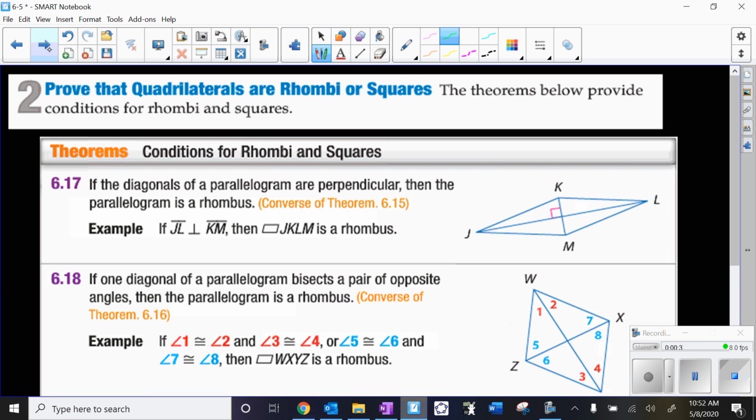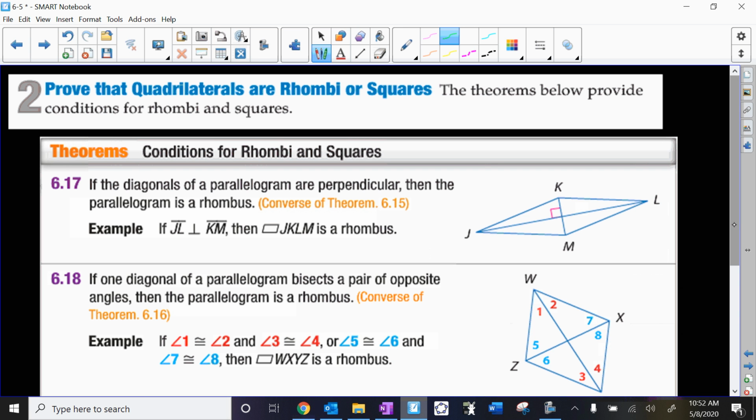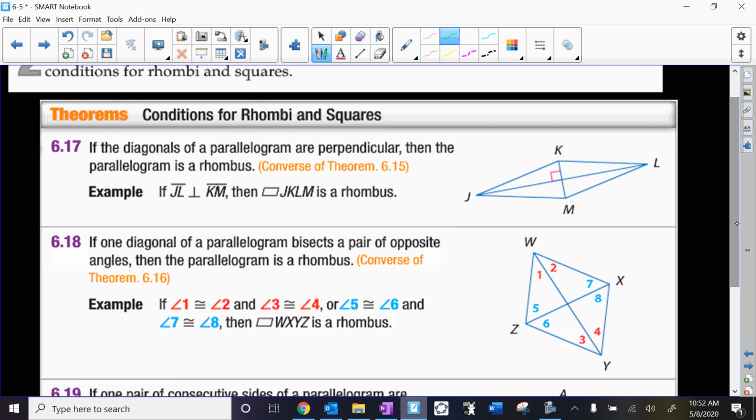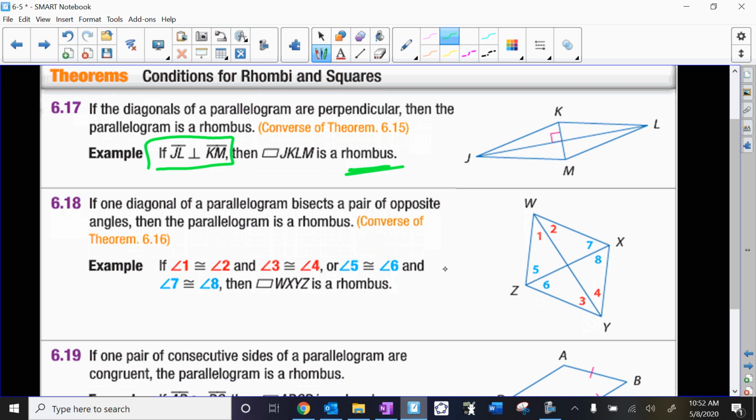We're going to do a 2-column proof here in just a little bit, but we're also going to do proofs on coordinate planes. So, some conditions to think about. If you can show me that your diagonals are perpendicular, then you know that you have a rhombus. I'm not really going to focus on this one over here as much.